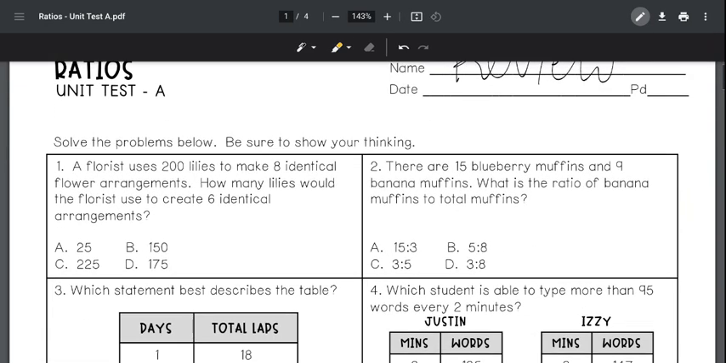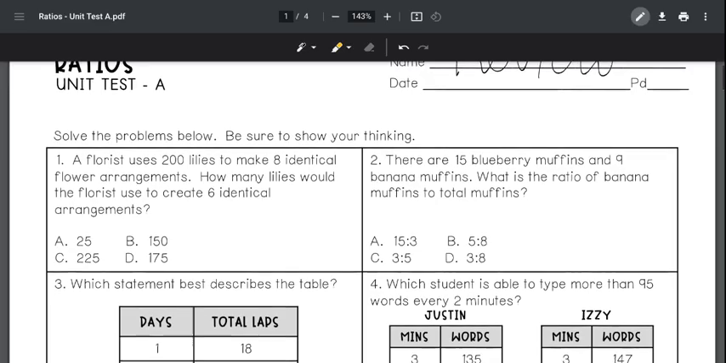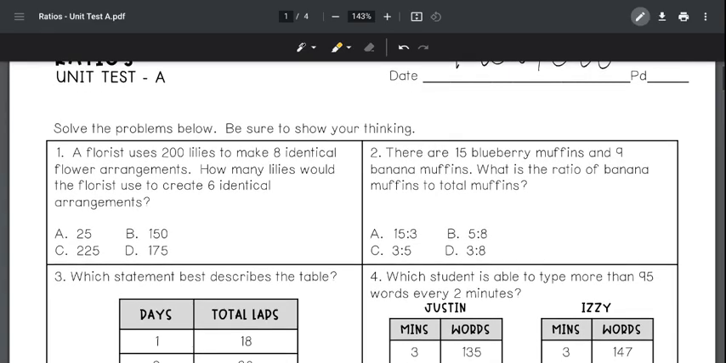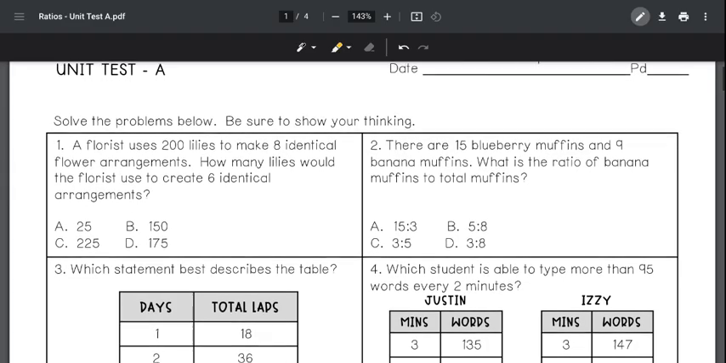All right, so this is your review going over your ratios unit test. If you are watching this for corrections, you need to write down on a scrap piece of paper each of the problems that you missed, all of the steps and the correct answers, and staple that piece of paper to the back of your test and then turn it into the class tray.